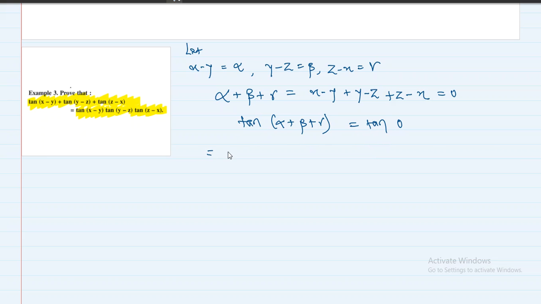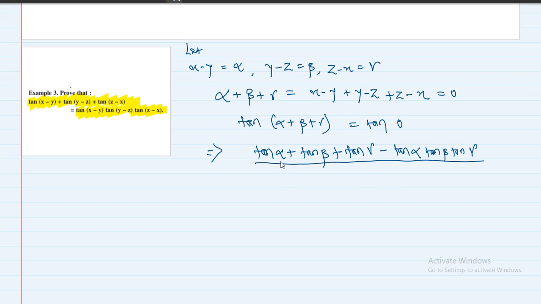And tan of (alpha plus beta plus gamma) has an identity. You know what that is? That is tan alpha plus tan beta plus tan gamma minus tan alpha tan beta tan gamma, the whole upon 1 minus tan alpha tan beta minus tan beta tan gamma minus tan gamma tan alpha, and this is equal to 0 because tan 0 is 0.